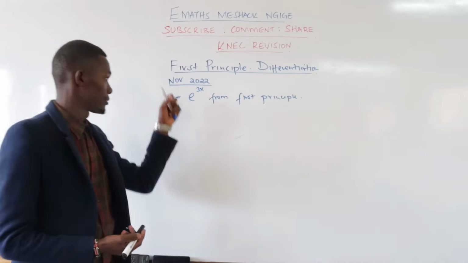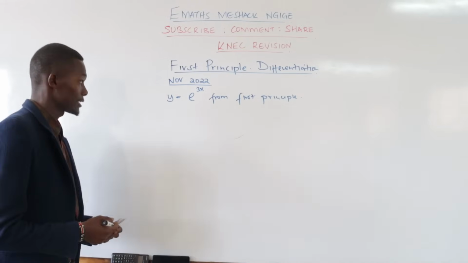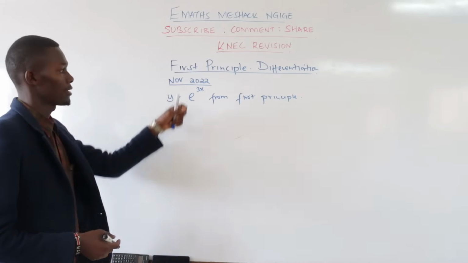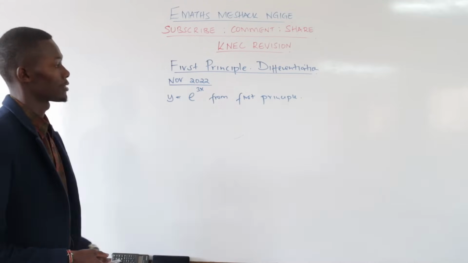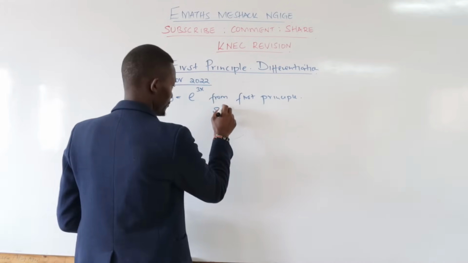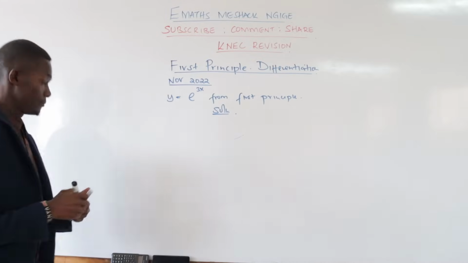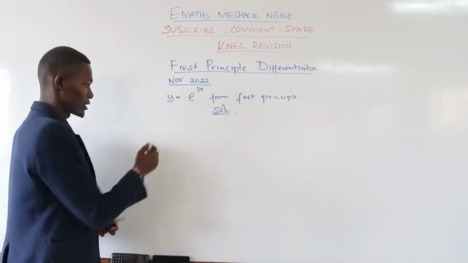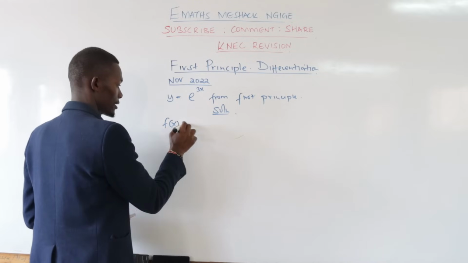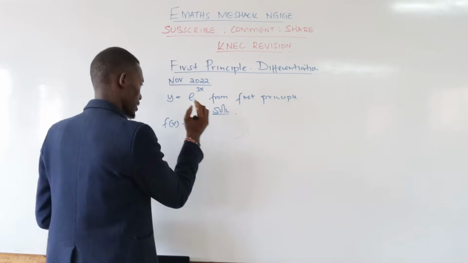So example 2, that is from November 2022 series. So we have the function y equals 3 exponential raised to power 3x. So the solution. So we can just rewrite this in terms of functional notation. So we can just say this is f(x), which is now given by e^(3x).